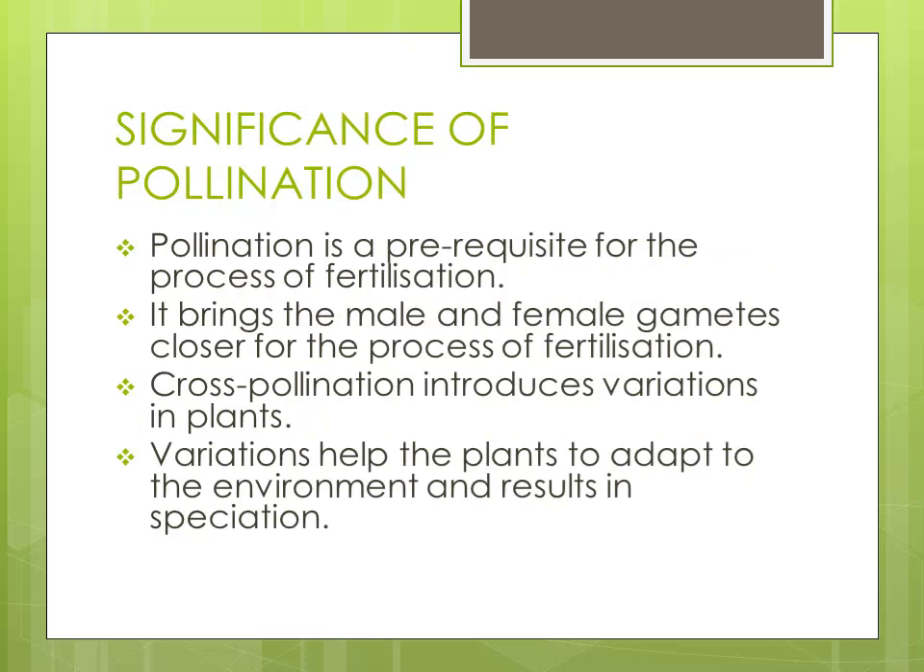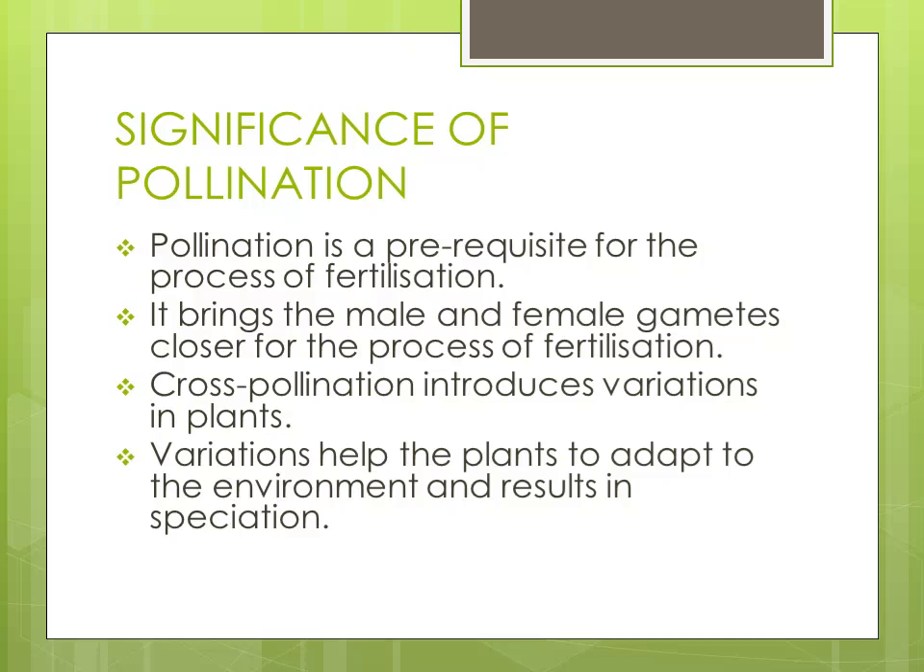Now, why is pollination significant to the plant? It is the first process of sexual reproduction. Pollination is the first step, and without this, fertilization is uncertain. Pollination is the transfer of pollen from anther to stigma. This is the first step in fertilization. Without this act, fertilization does not occur. Through pollination only, male and female gametes are brought closer. And cross-pollination introduces variations in plants. So that is very significant.